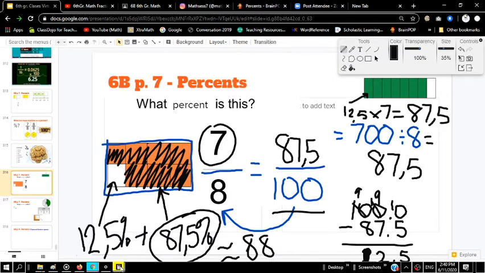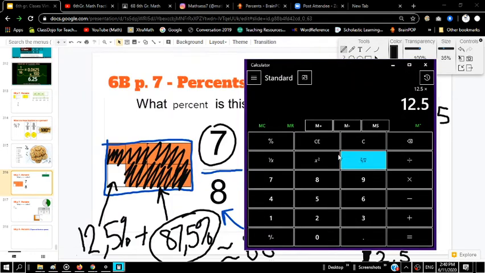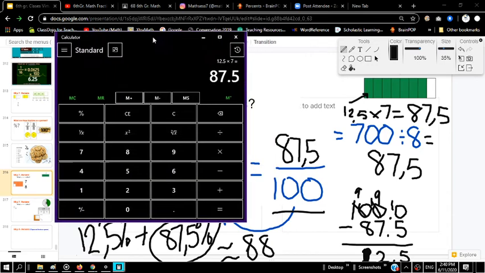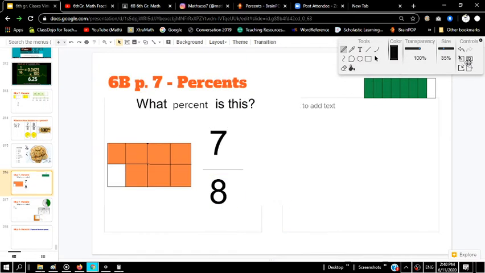So 12.5 is each one of those eighths, right? 12.5 times 7, 7 of the 8, right, equals 87.5. Now the only portion that's missing is that 12.5. That's our 1/8 that's missing, okay? Let's do another problem just to see if we're understanding this concept, okay?